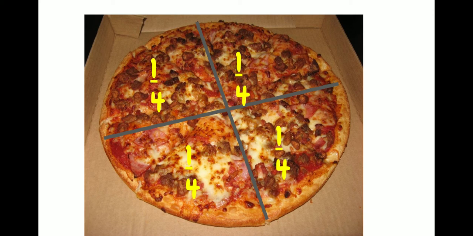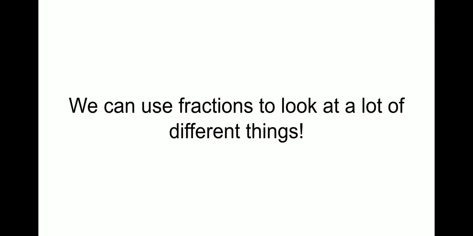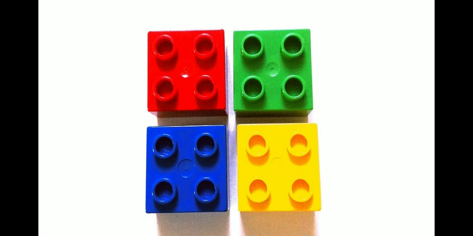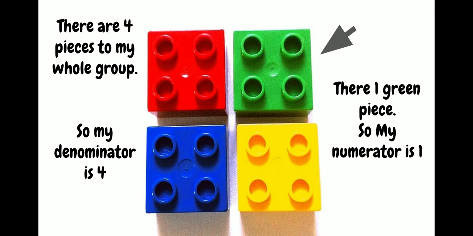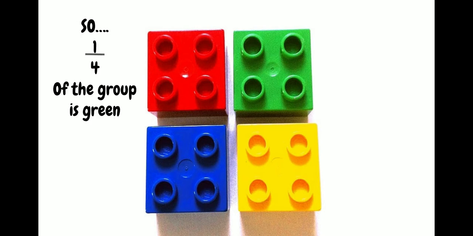Anytime the top number and bottom number are the same, or the numerator and the denominator are the same, you equal 1 whole. We can use fractions to look at different things. Let's look at these Legos. How many are in that group? 4, right? What fraction of the Legos are green? Well, there are 4 pieces to my group, so my denominator is 4. There's 1 green piece, so my numerator is 1. Therefore, 1/4 of the group is green.